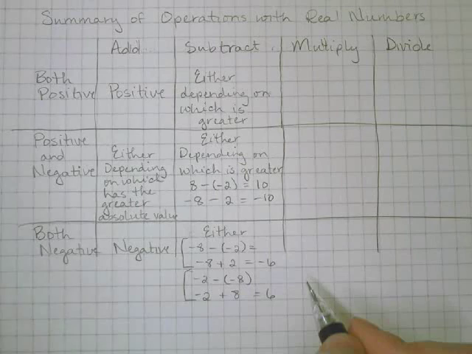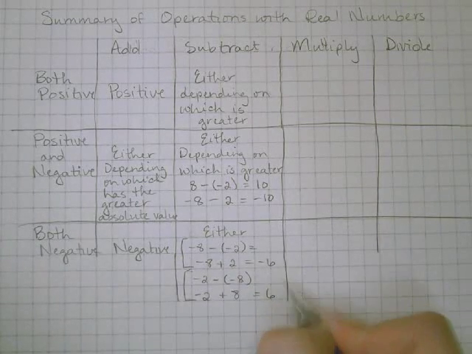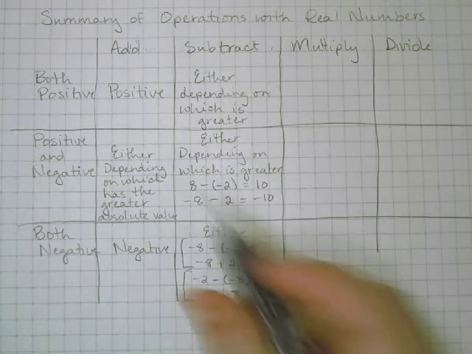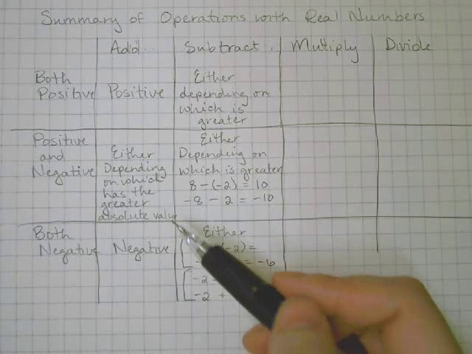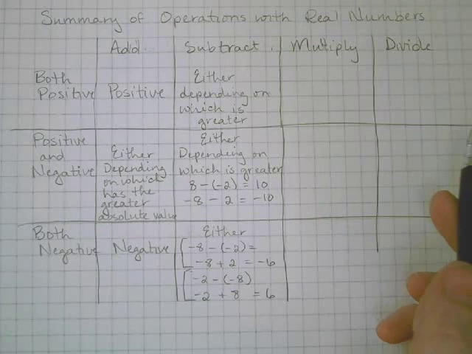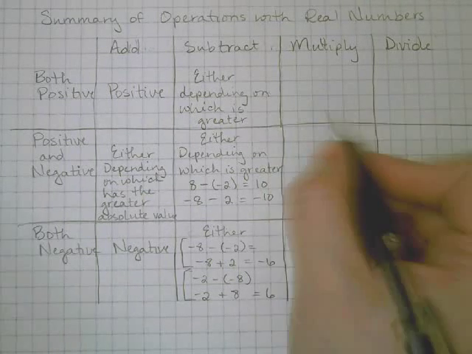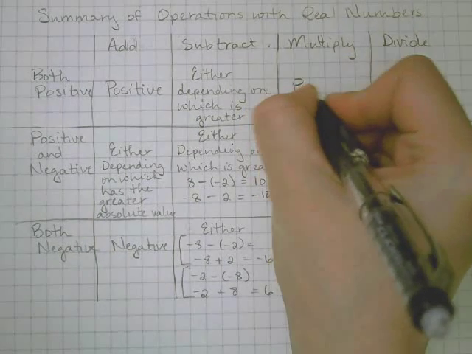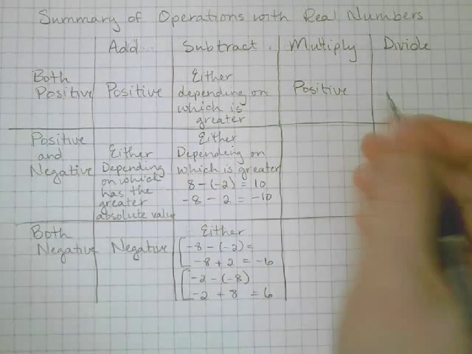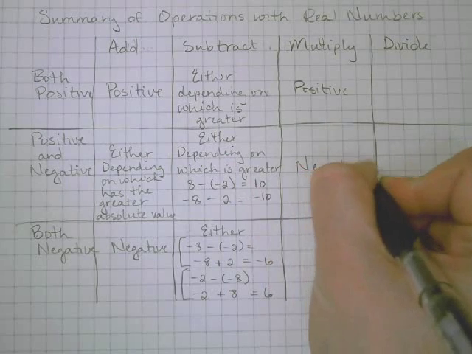So you have to be very careful when you are subtracting negatives. Adding negatives is fairly straightforward, except when you get into the positive and the negative. Multiplying and dividing is much more straightforward. If you're multiplying and you have both positive, that answer is positive. If you're multiplying and you have a positive and a negative, that is negative. If they're both negative, that's a positive.